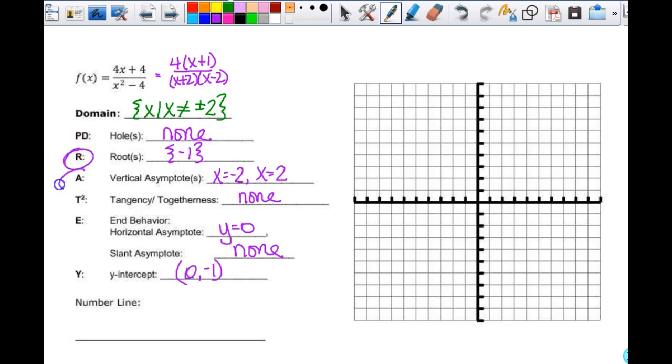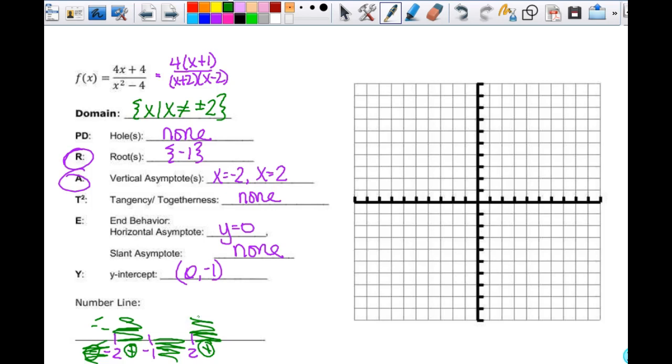This is what I put on my number line. So I have -2, -1, and 2. If I substitute in -3 right here, this is going to give me negative, negative, negative, which means it's negative overall. No tangency or togetherness, so they alternate. This is negative, positive, negative, positive.